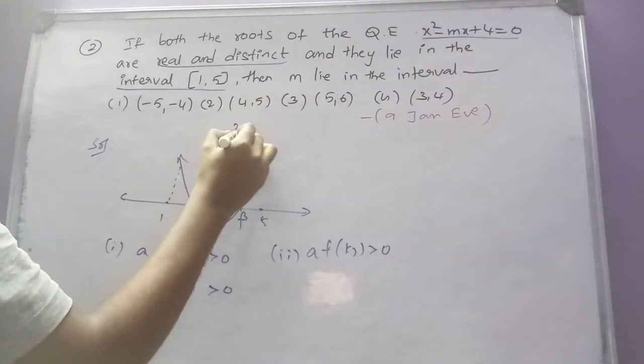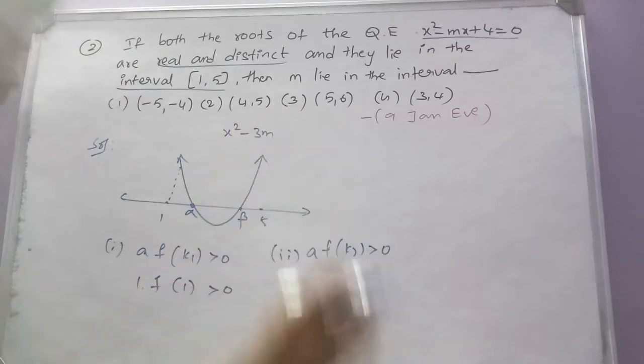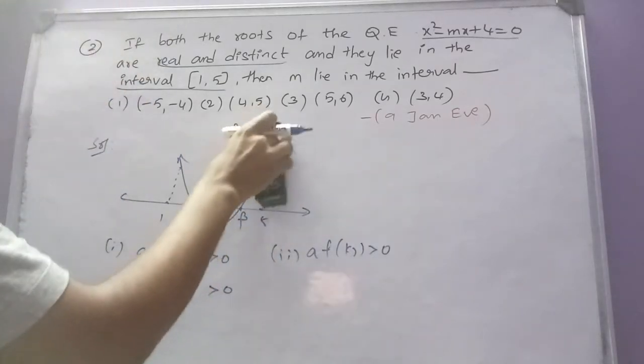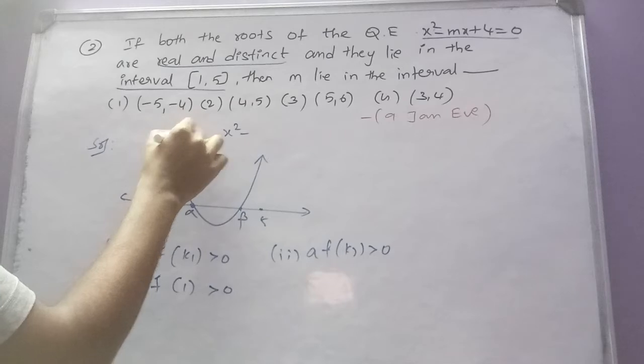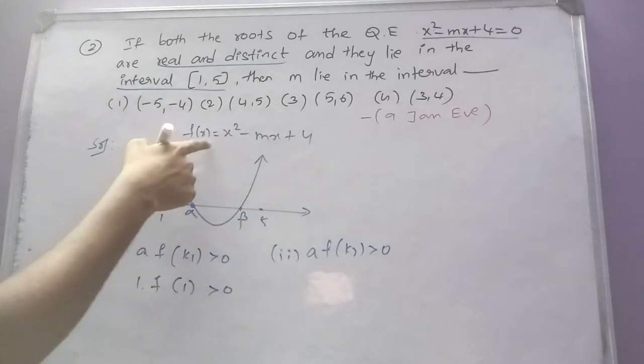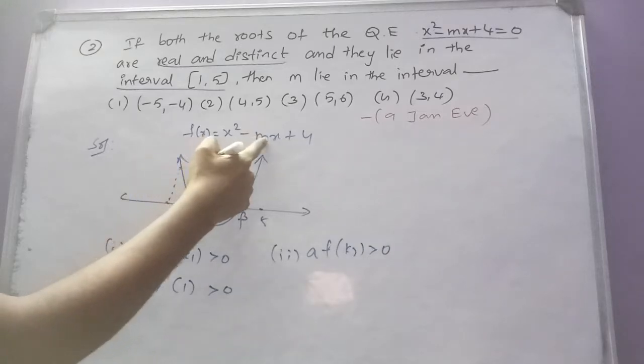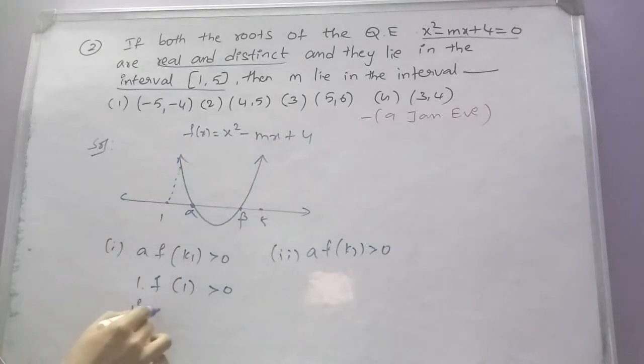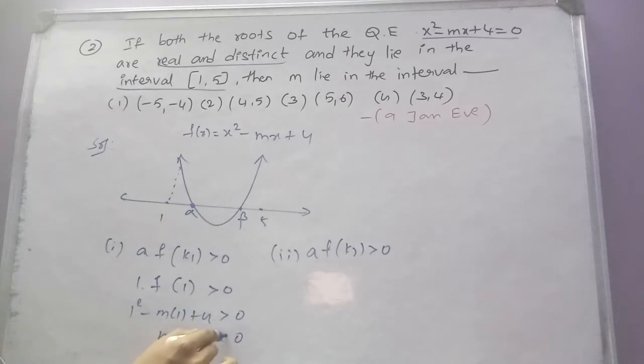Take the quadratic expression. f of x is equal to x square minus mx plus 4. Find out what is f of 1. So you get 1 square minus m into 1 plus 4 greater than 0. So that means 5 minus m greater than 0. Or if you multiply with minus on both sides, m minus 5 is less than 0. This is the first inequality.